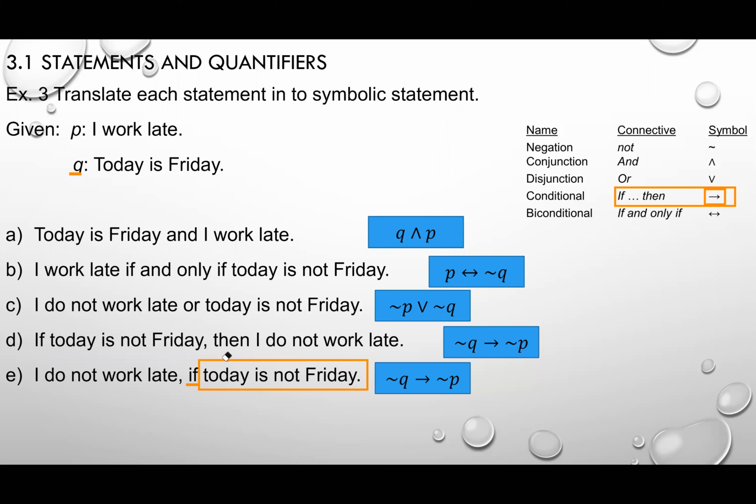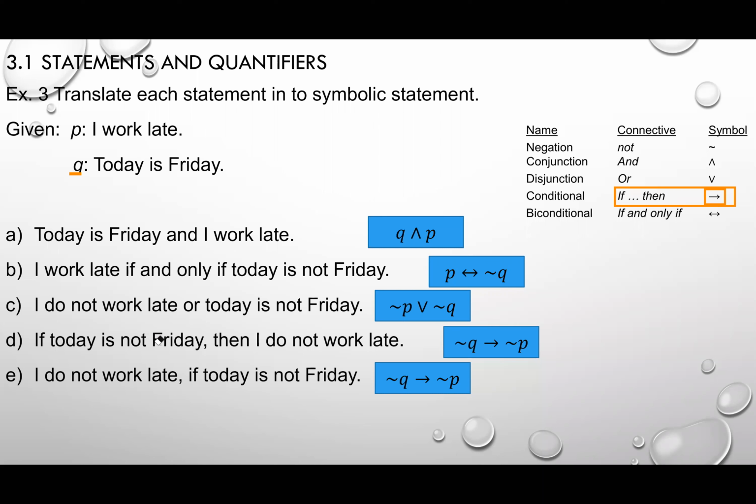you have to ask yourself, because an if-then statement is a conditional statement, and the breakdown of the conditional statement is something has to happen first, and here comes the result, okay? So what is the condition here? The condition is if today is not Friday, so it has to be not Friday. If it's not Friday, what would be the result? Well, the result is I will not work late, right? I do not work late, right?